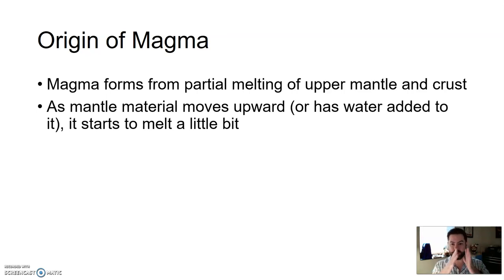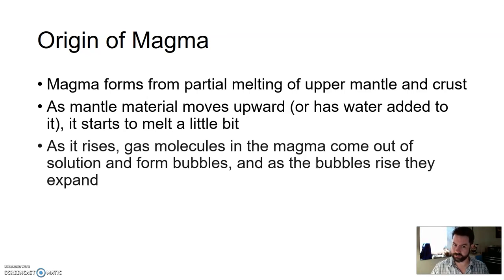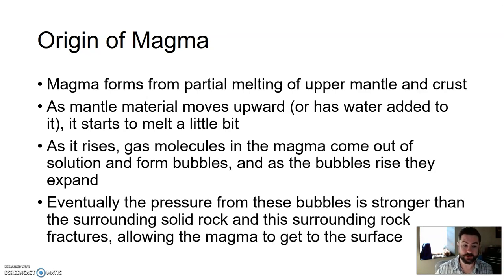As mantle material moves upward due to mantle convection, or has water added to it, when there's a subduction zone, as that plate is being driven below, it brings stuff with it, including water. So as mantle material is moving upward due to convection, or water is being added to it, it starts to melt a little bit. As that mantle material rises, gas bubbles in the magma come out of solution and form bubbles, and as the bubbles rise, they expand. This is due to less pressure as you get closer and closer to the surface.